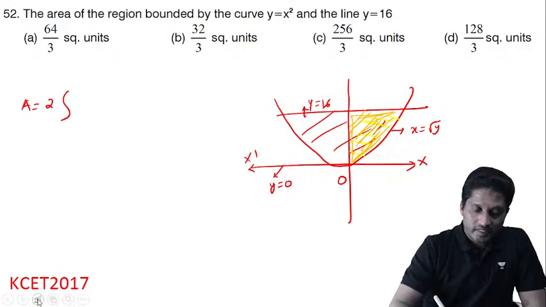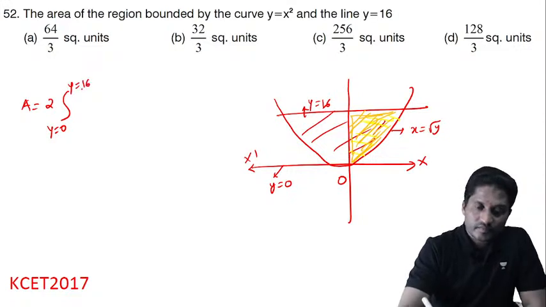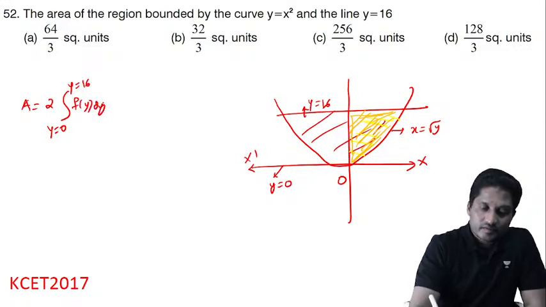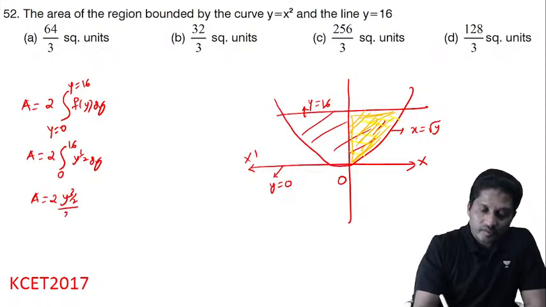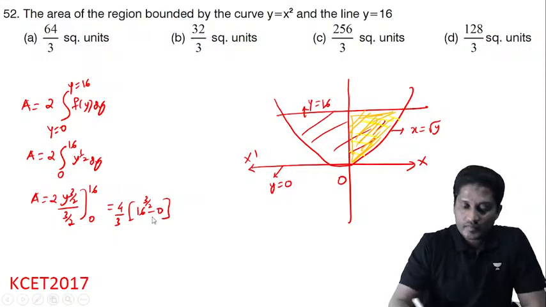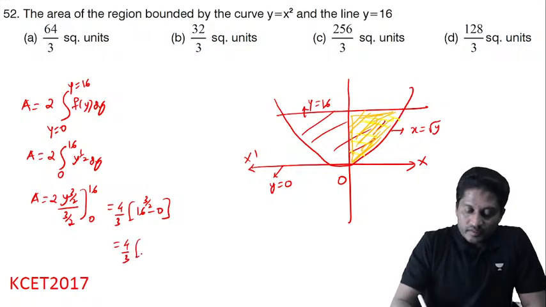I get the complete area. Area is equal to 2 times the integral from y is equal to 0 to y is equal to 16 of f of y dy. Area is equal to 2 times the integral from 0 to 16, function of y will be equal to y power half, and then dy. Y to the power of half integrates to y power 3 by 2 upon 3 by 2, between the limits 0 to 16. So 4 by 3. Upper limit is 16 to the power of 3 by 2. Lower limit is 0. 4 upon 3, the 4 square whole power 3 by 2.